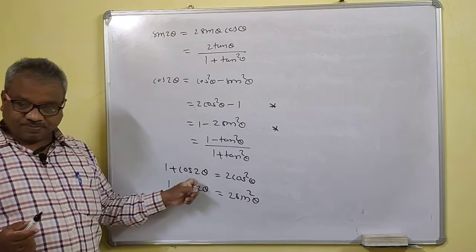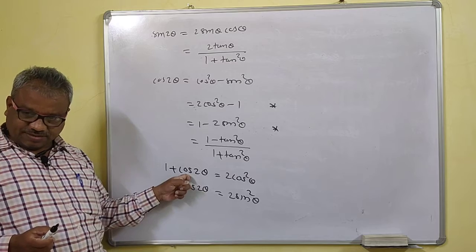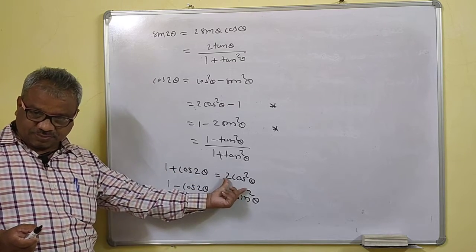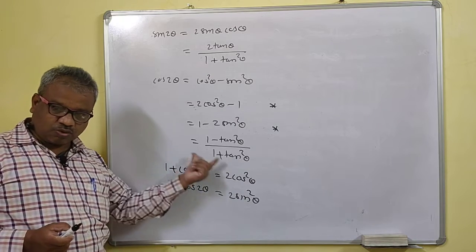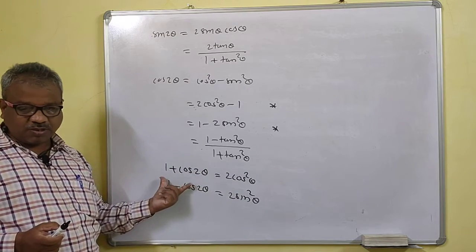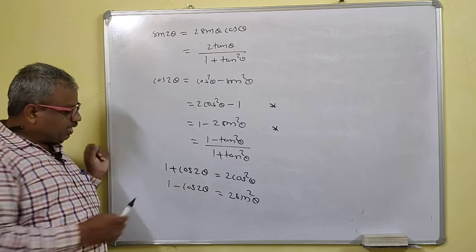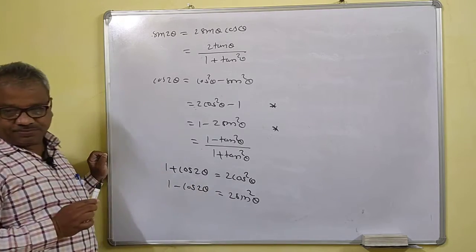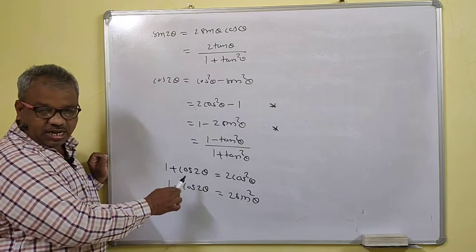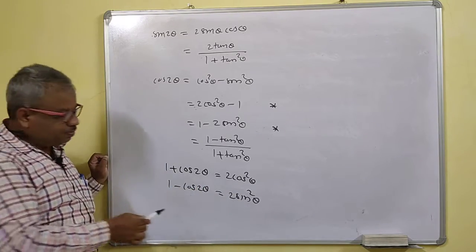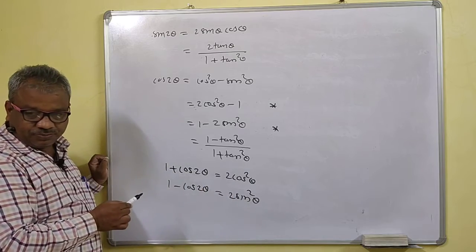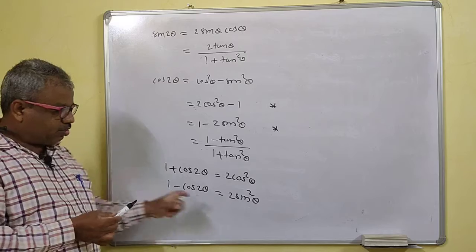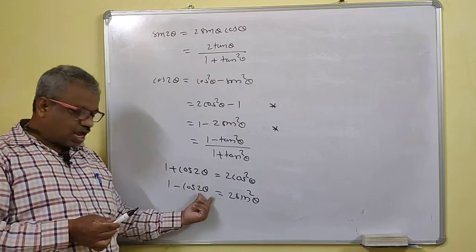Now see this formula: on one side there are two terms, and on the other is a single term. So if you want to convert it to a single term, this formula is very applicable. If there is 1 plus cos, you have to write 2 cos square, and the angle 2 theta becomes just theta, that means you take the half of the angle. If 1 minus cos is there, you have to write 2 sin square, and take the half of the angle.